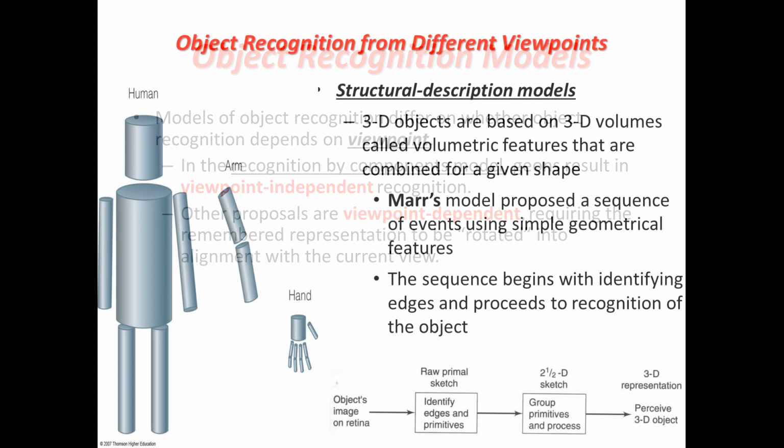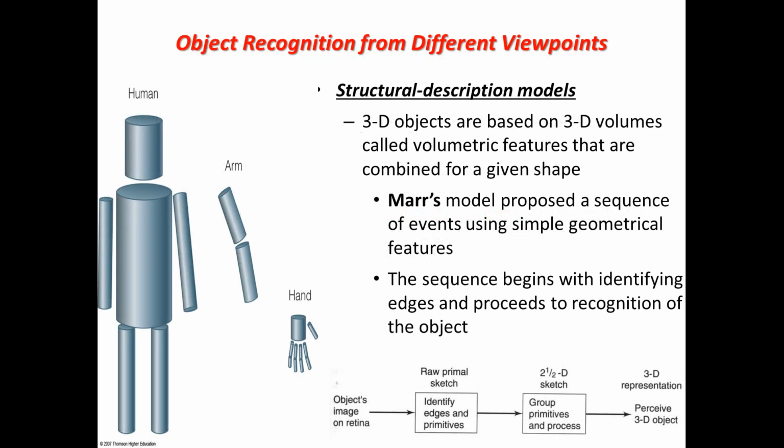David Marr's model is a structural description model. What he said was that our recognition of 3D objects is based on volumetric features that can be combined to give a particular shape. And he said that the sequence begins with identifying edges and proceeds to recognition of an object, which is very similar to the idea of integrating features that we were talking about earlier.